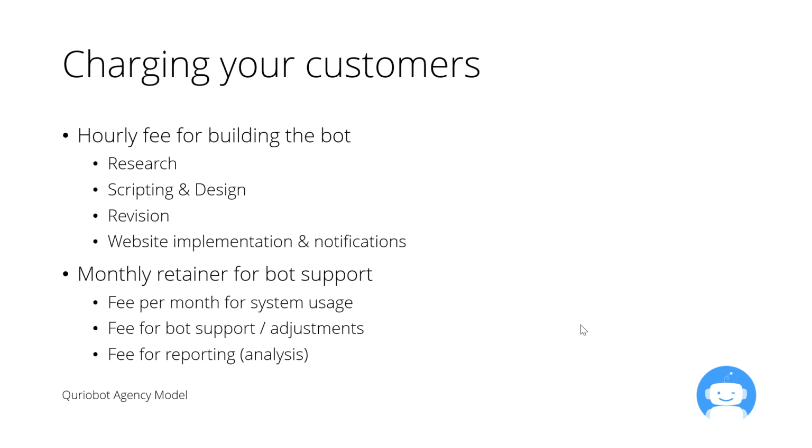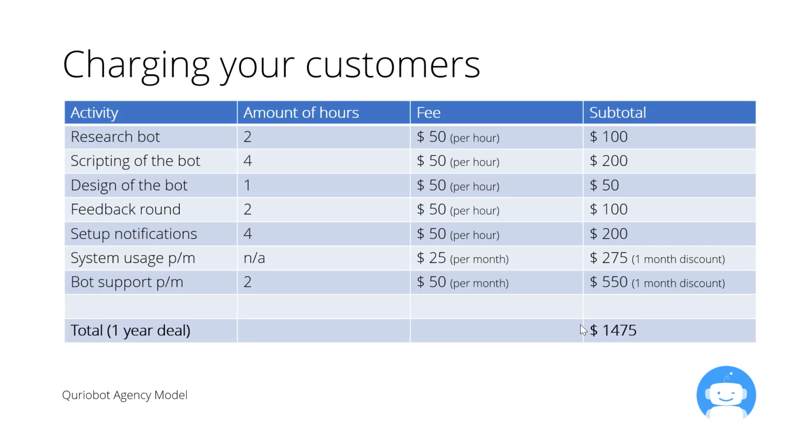Next to this one-off section of the invoice, you could choose to create a monthly retainer for the bot support. And this monthly retainer consists of a fee per month for using the Quriobot system, a fee for, let's say, bot support or adjustments that need to be made to the bot. And you could also use this section to set up a fee for the reporting or the analysis of the data that Quriobot gathers. With this setup, you could create an invoice that, for example, looks like this.